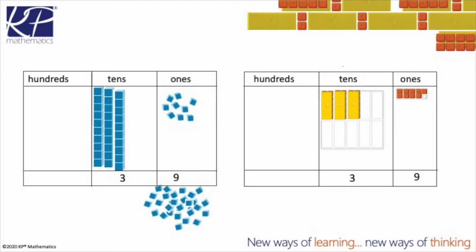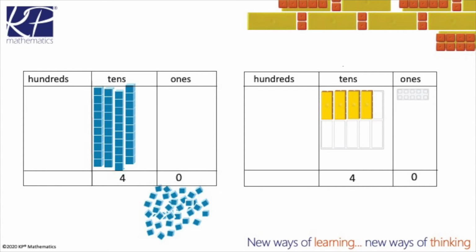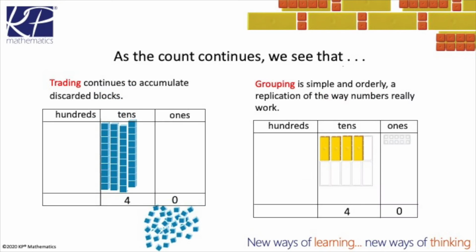30 plus 9 is 39. 30 plus 10 requires a place value exchange to represent 40. As the count continues, we see that trading creates a growing accumulation of discards, while grouping creates tiles of 10 that incorporate the counted ones.